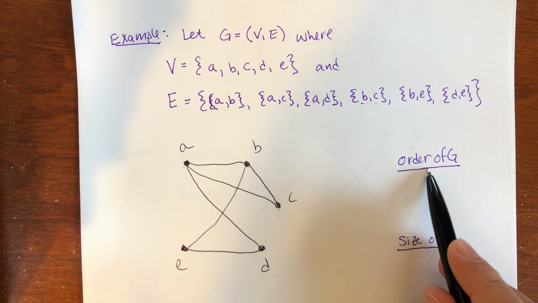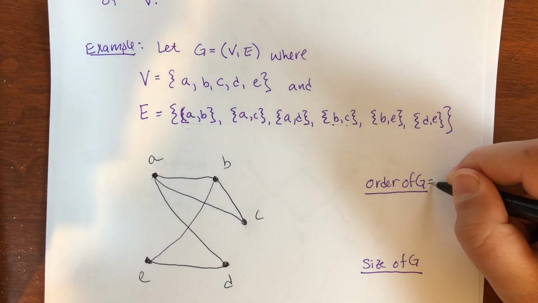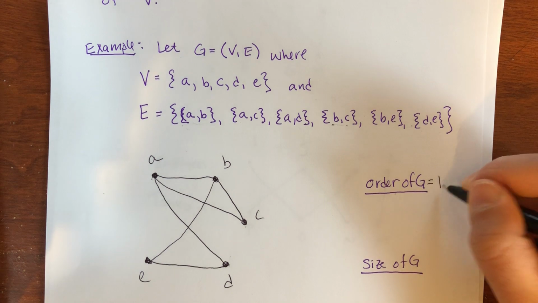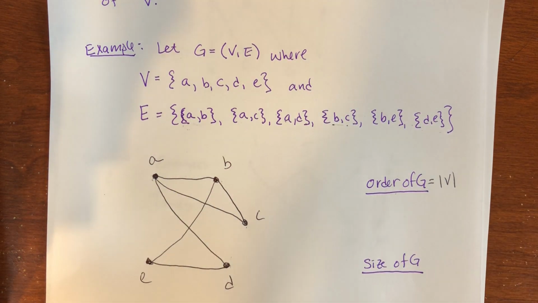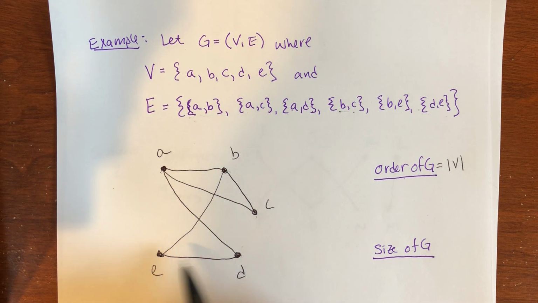Now, the order of G is defined to be the number of vertices. In other words, the order should be the size of the vertex set, the cardinality of the vertex set. In this graph here, our number of vertices is 5.